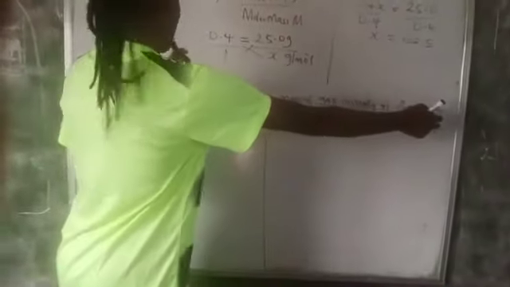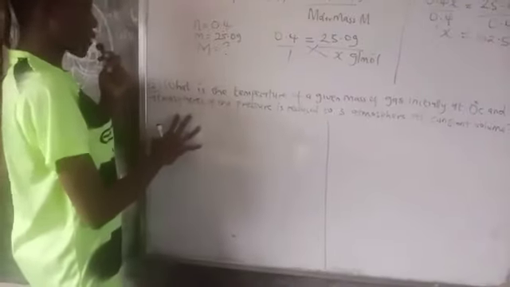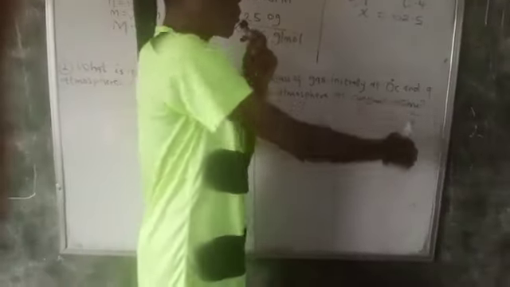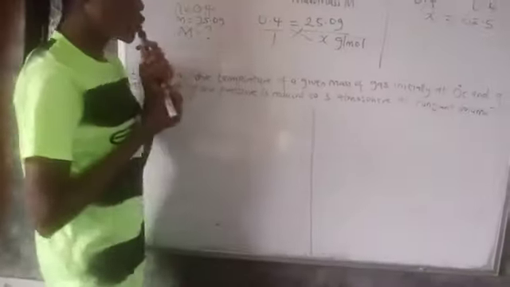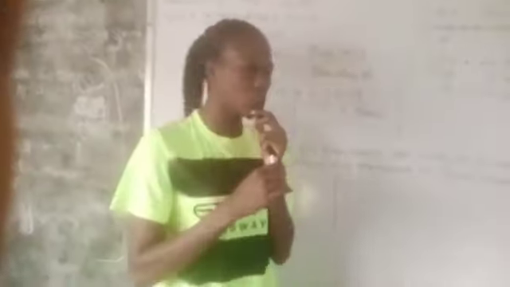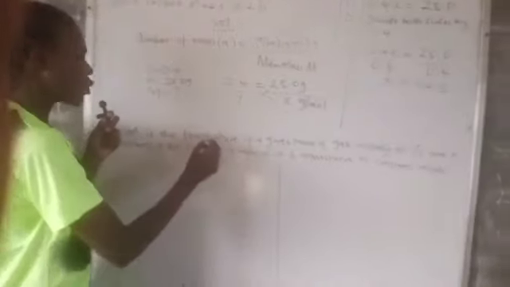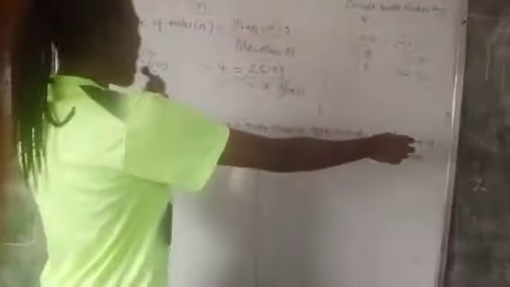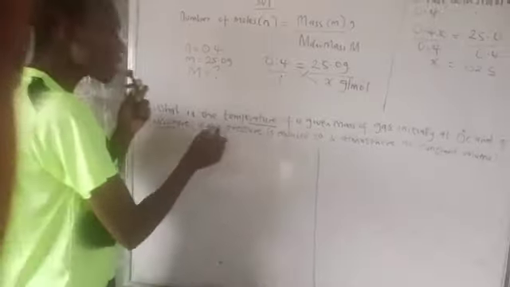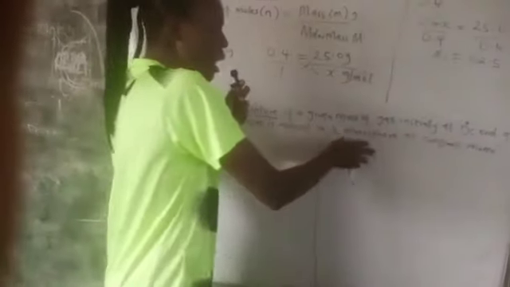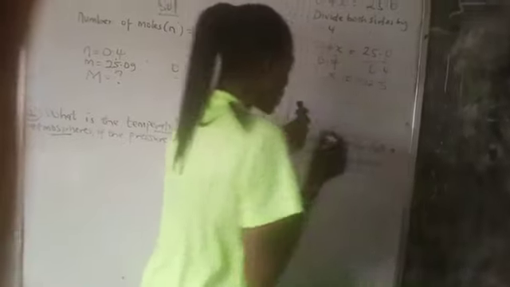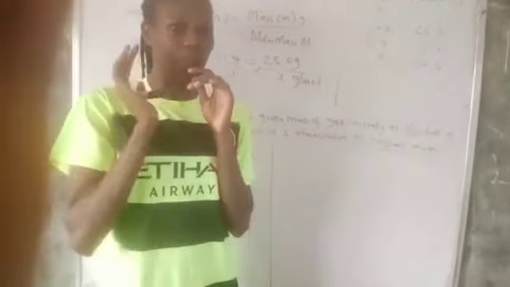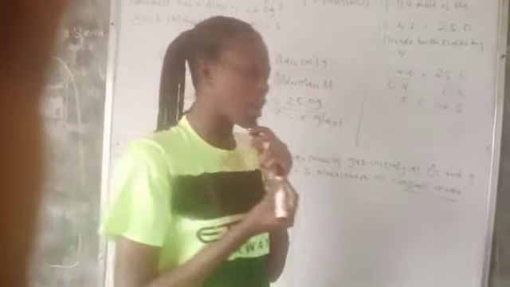The next question said, what is the temperature of a given mass of a gas initially at 0 degrees Celsius and at 9 atmospheres if the pressure is reduced to 3 atmospheres at constant volume? Now what is required of you is to understand the question. What it means is that in the process, the volume remains the same, it doesn't change, it was just constant in the reaction.